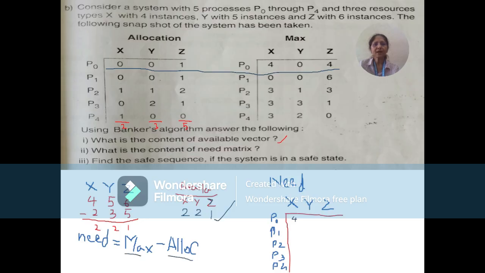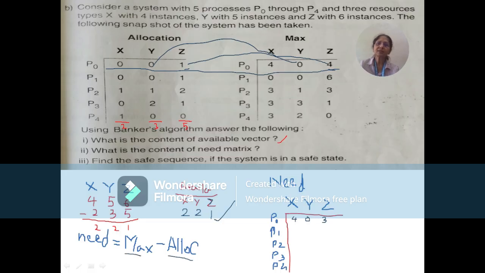Then if you see Y, max is 0 and allocation is also 0. So 0 minus 0 is 0. So Y is 0. That is the need matrix we are calculating. Then for Z, max is 4 and allocation is 1. So we have to calculate 4 minus 1. So how much is 4 minus 1? It is 3. So the need of P0 is 4 0 3: X 4, Y 0 and Z 3. If P0 gets these resources, P0 will be fully executed after some time.